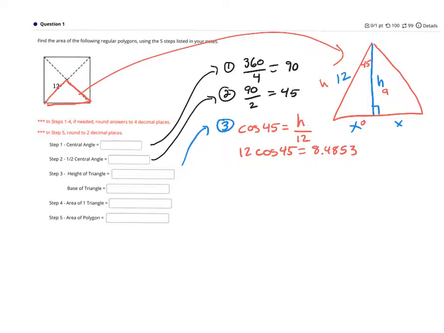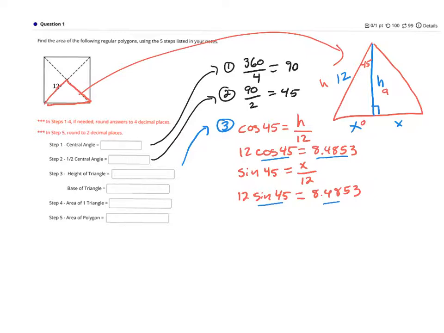Next, we have to do the bottom. This is the opposite over the hypotenuse, so that will be sine. So I do the sine of 45 is equal to the opposite side over the hypotenuse. So that's going to be 12 times the sine of 45, which will be 8.4853. Now, you might notice here that these answers are the same.